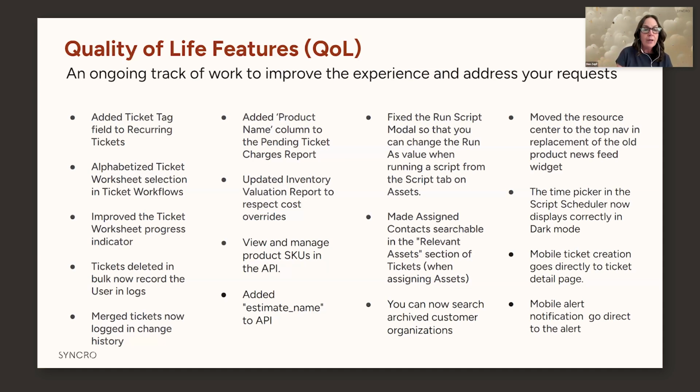And so, some of the highlights here, I won't read the whole slide to you, but like adding things into the API, for example. We have product SKUs, we've added estimate name. You'll see us add more things into the API, because we've heard a lot of requests from people trying to get access to different parts of the API. Smaller updates like adding ticket tags and recurring invoices to make it much easier for you to go through that process. Alphabetizing lists, adding different fields to reports, making it so that you can search archived customers.